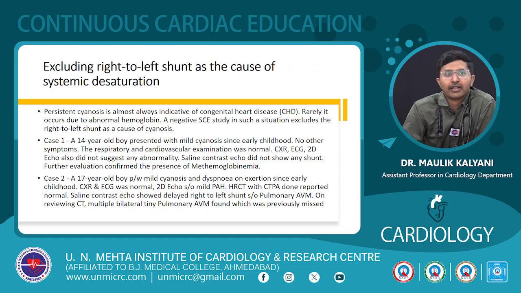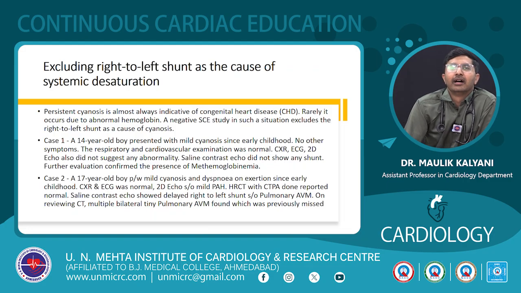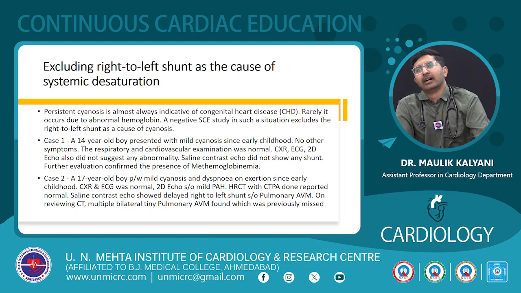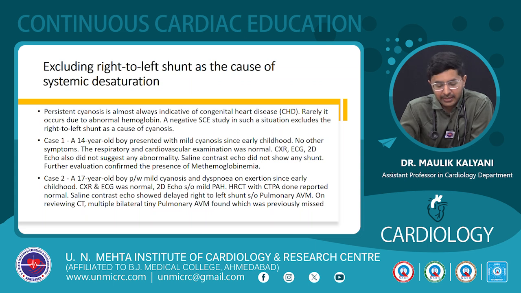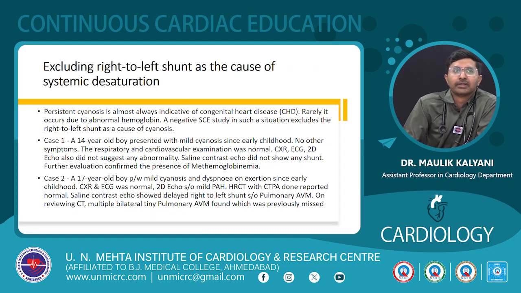The second case is a 17-year-old boy with mild cyanosis and somewhat dyspnea since early childhood. ECG and X-ray were normal. Echo was suggestive of mild PH and no other cardiac shunt. HRCT was done with CTPA to rule out any other respiratory causes, and it was reported normal by the radiology department. Then, because of a very high index of suspicion, saline contrast echo was done, and it showed a delayed right to left shunt, which is typical of pulmonary AV malformation.